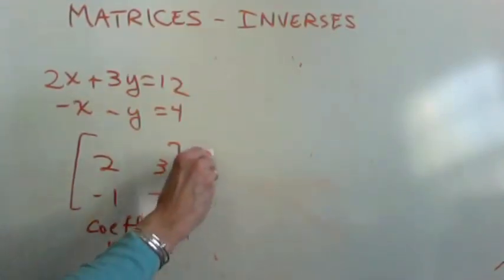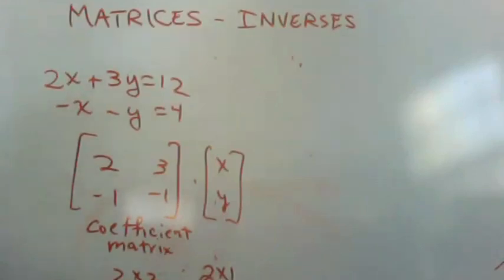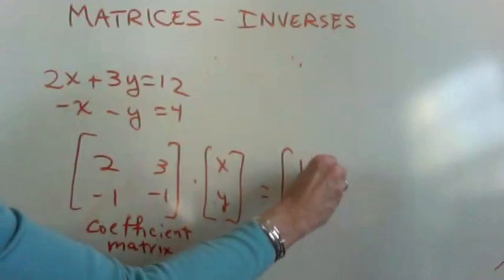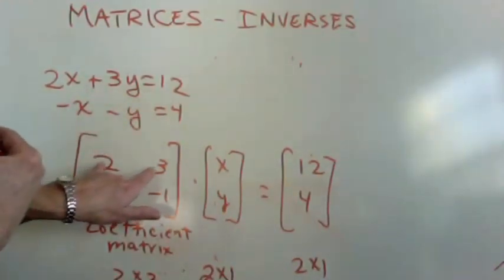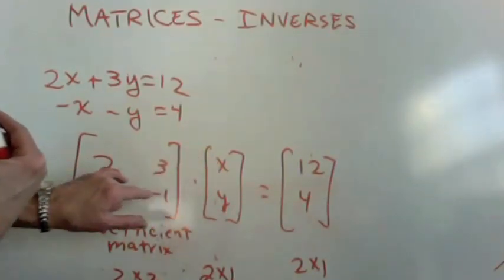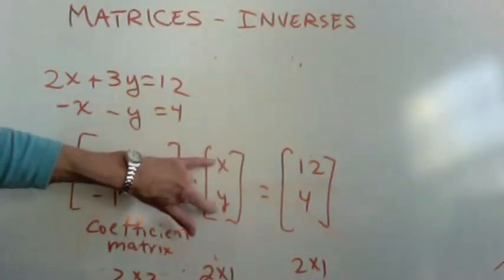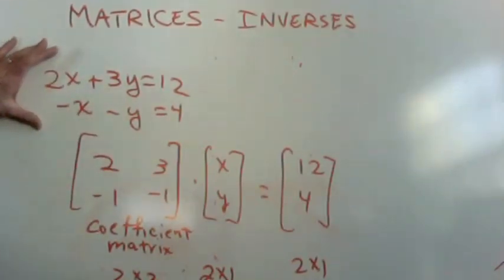And I'm going to multiply that by our variable matrix. And remember, this is okay because this is a 2 by 2 times a 2 by 1, right? And that will give us our constant matrix, which is 12, 4, which is a 2 by 1. And if we remember correctly, these have to match up, and 2 by 1 will be the dimensions of our product. So here we go. Let's just check it. If we take our first row times our first column, we get 2x plus 3y equal to 12. And take this row and this column, negative x minus y equals 4. So this does represent this system.